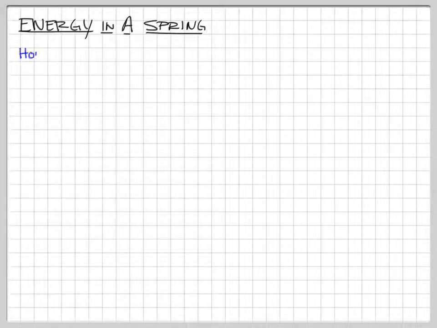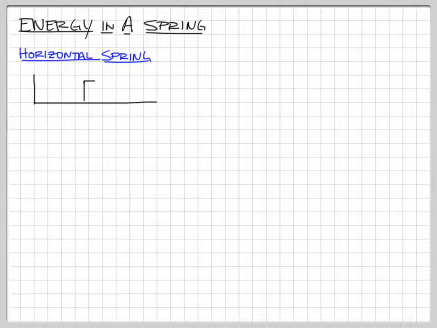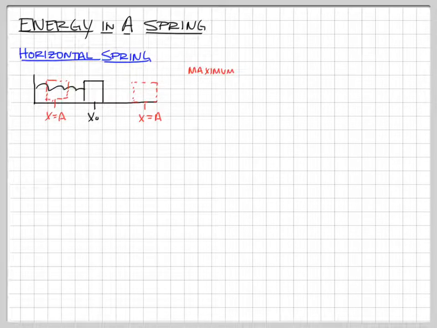So, let's look first at a horizontal spring. That's just moving side to side, so we don't have to deal with gravity. So, we have our x equals 0 position, which is our equilibrium position, and then we have our amplitudes, x equals A and x equals negative A. At equilibrium, the spring is not stretched, so there's no spring potential energy. But at x equals A and x equals negative A, we have our maximum potential energies.